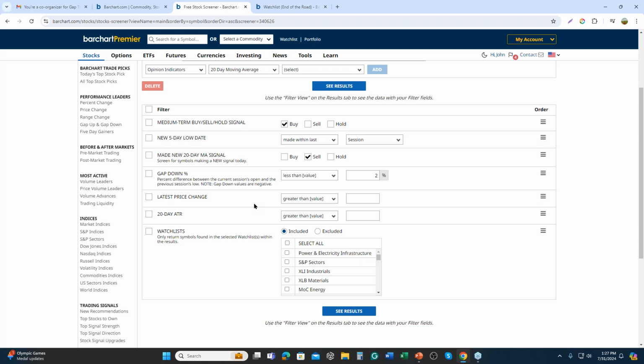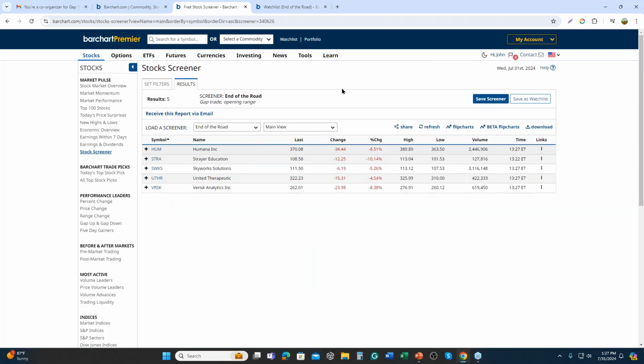Well, that might be because the gap down percentage is the difference between the current open and the previous session's low. Well, a real gap, or a gap that we're going to talk about in a percentage, would be from the previous day's close to the next day's open. That's really that 2% we want to see. So what you could do is modify this a little bit, maybe 1%, 1.5%. And then we can look at those results.